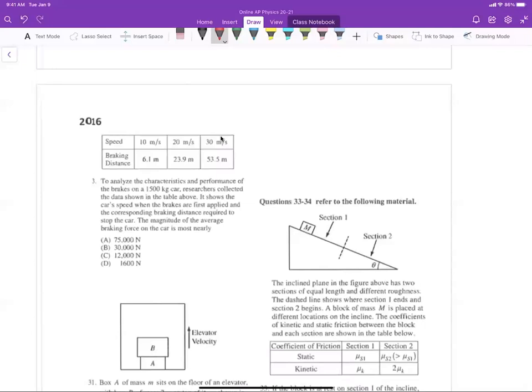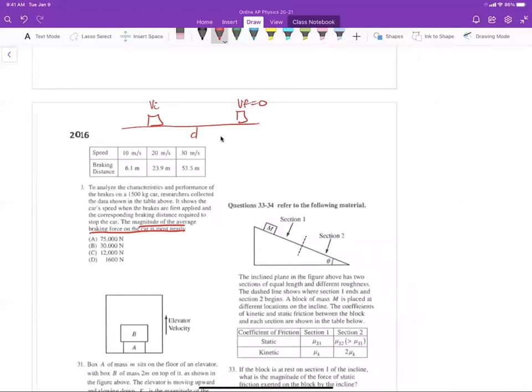We have a situation where I have a block or some object. I have an initial velocity of some number and a final velocity of 0. I slide some distance, and they want to know the magnitude of the force. There are 2 ways to approach it. You can use kinematics or you can use energy.